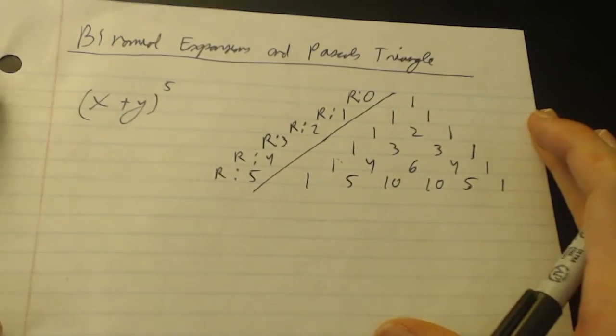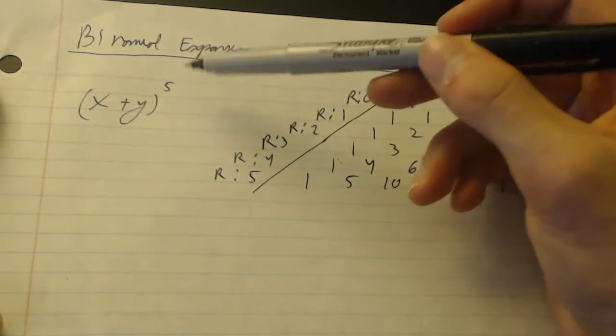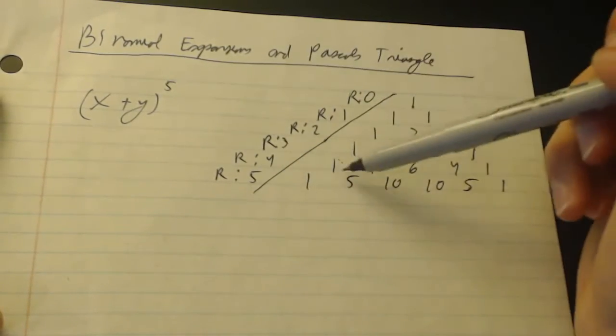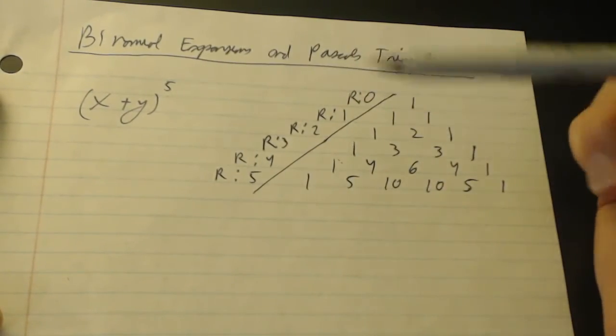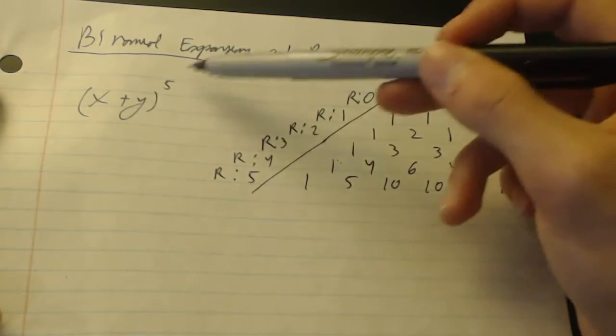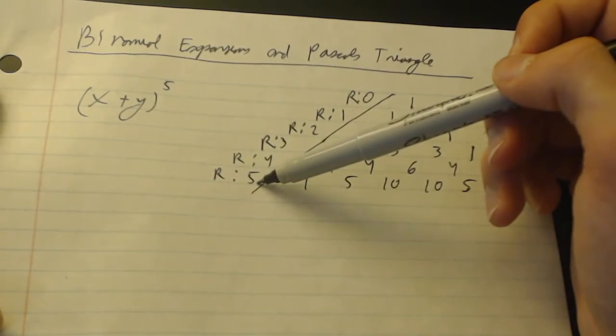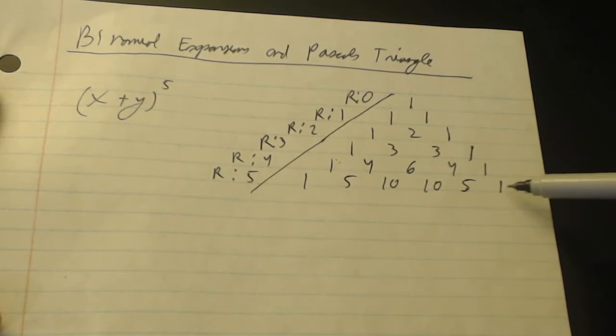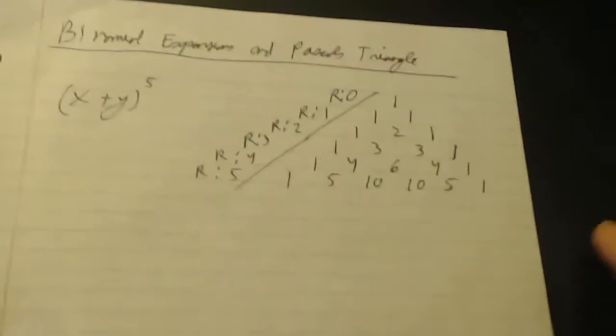Alright, so now after this, all you have to do is match up, these will be the coefficients of the main equation. All you have to do is match that up with the row: x to the 5th is equal to row 5. So we'll just come back to this later. These will be the coefficients of the equation.